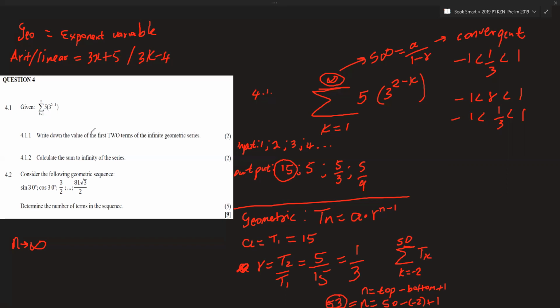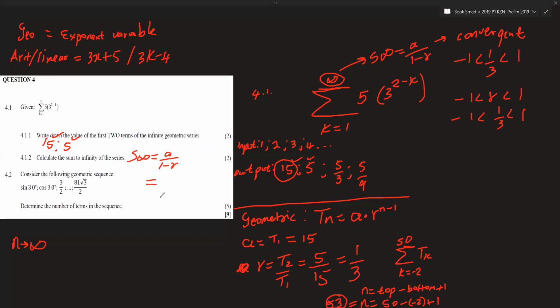They say write down the value of the first two terms. Oh, we already did it on the plan there. So it's 15 and 5. You get your 2 marks. Then here they want us to calculate the sum to infinity. So the sum to infinity is given by this formula, right? Sum to infinity is a over 1 minus r, and you can get this on your formula sheet. This is always given in the formula sheet.